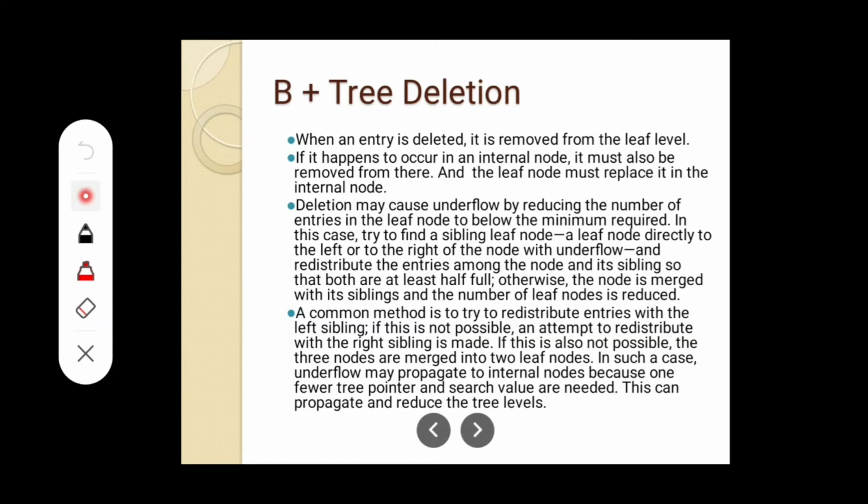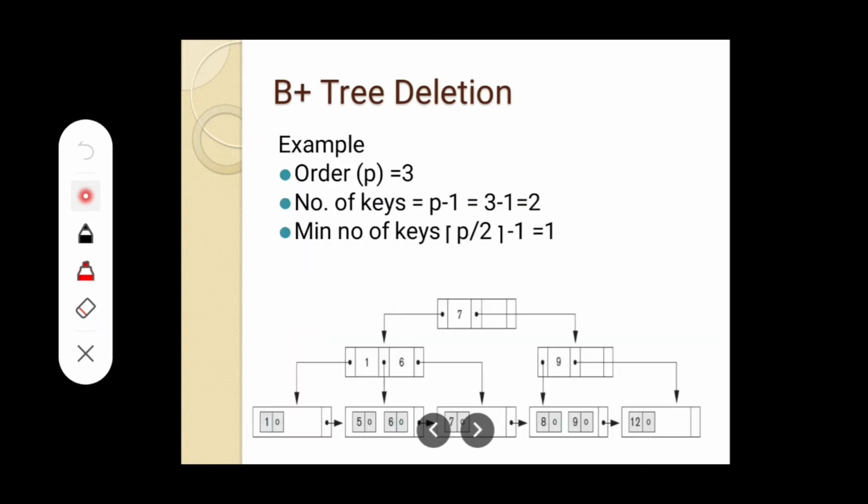Anyway, I am not going to read the concept. I am directly going into the example. By looking at the example, we can see the concepts. Now, B plus tree deletion. This is a given tree. From the tree itself, it is clear that this is of order p. The order is 3.